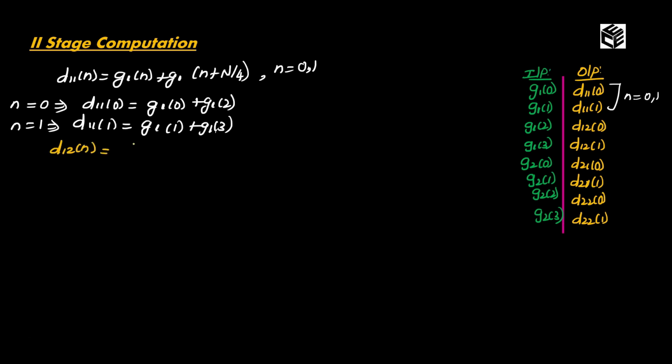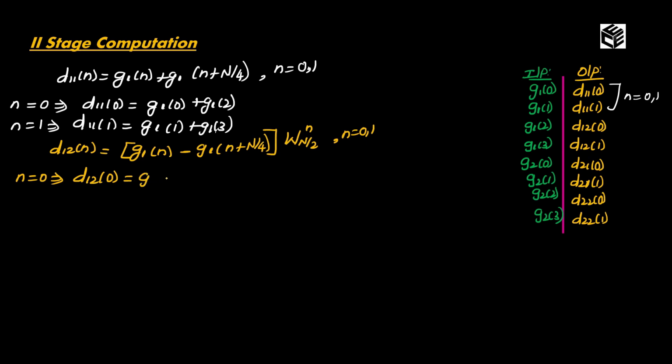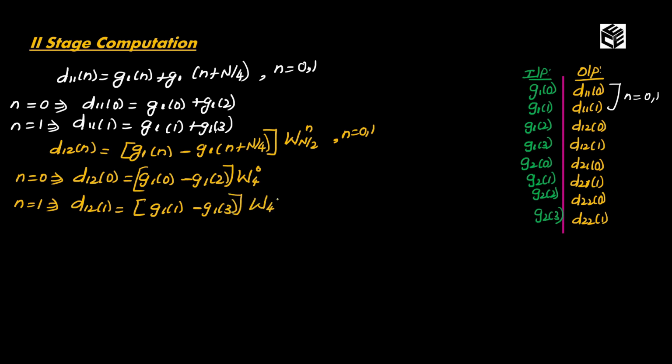Okay. Now I am going to find the expression for d12 of n. So for d12 of n, the expression is the same but the opposite. Equal and opposite, right? g1 of n minus g1 of n plus N by 4, which is multiplied by a twiddle factor W_(N/2) to the power n. Here the value of n is 0 and 1. Now I am going to apply the value of n as 0. I will get d12 of 0 is equal to g1 of 0 minus g1 of 2, which is multiplied by W4 to the power 0. And if I apply n as 1, d12 of 1 is equal to g1 of 1 minus g1 of 3, which is multiplied by W4 to the power 1.